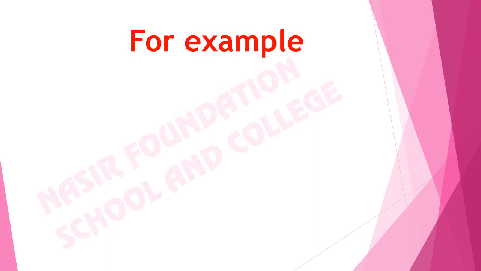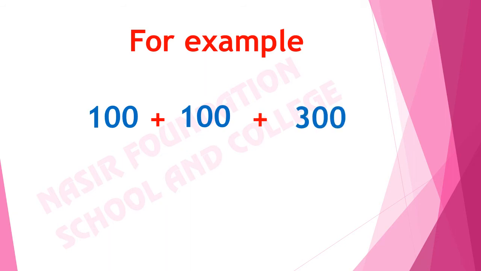Let's take another example. We have to add 100 and 100 and then we will add 300 in it. As we have two same operations in this sentence, we will start from left. We have to add 100 and 100. If we add 100 and 100, we get 200. And then we will add the remaining number, that is 300.